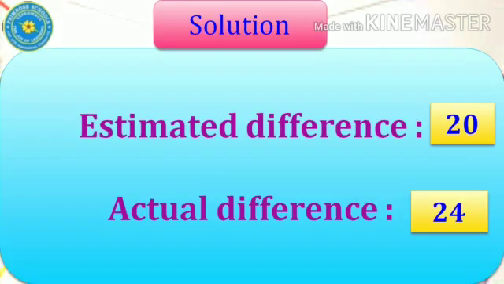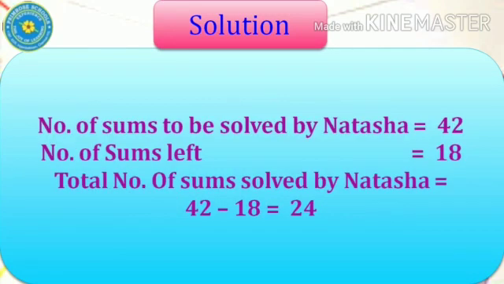So our estimated difference is 20 and actual difference is 24. So when we compare actual difference and estimated difference, there's not much difference, right? So this is how you have to write the solution. Since it is a word problem, we need to write the statements, children. Never forget to write the statements for the word problems, children, because it carries some marks.